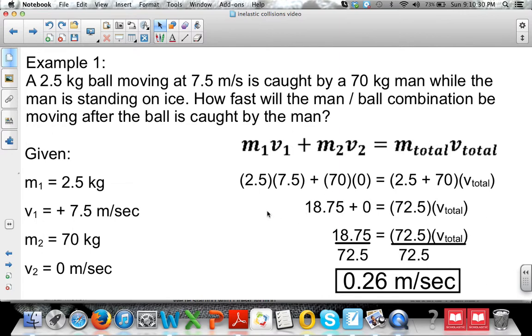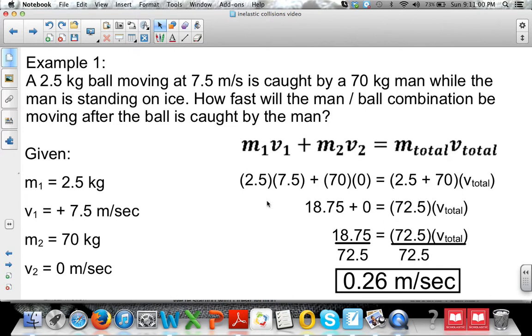So when I go over and plug this in, I wrote my whole equation here. And then I've got mass 1 and velocity 1. I plugged those in. And I made sure it was positive 7.5. Then I plugged in mass 2 and velocity 2. It's nice because it's 0. It's going to cancel out. And then mass total, I put in parentheses, I added them together. You can add it outside the equation. I just wrote it here so that you could see I was adding 2.5 and 70 because it's now one object. And then I'm solving for velocity total over here.